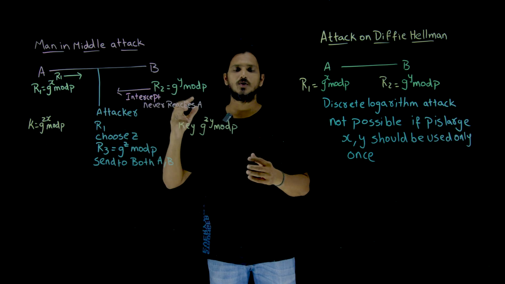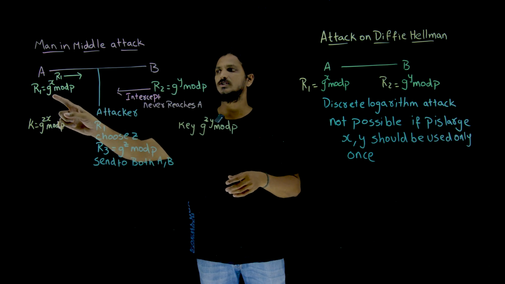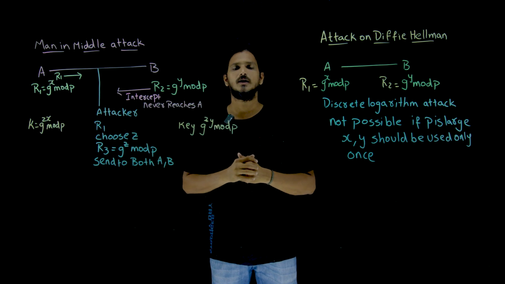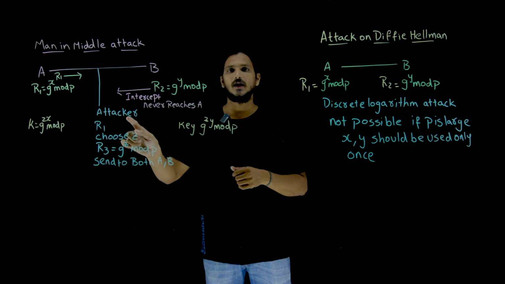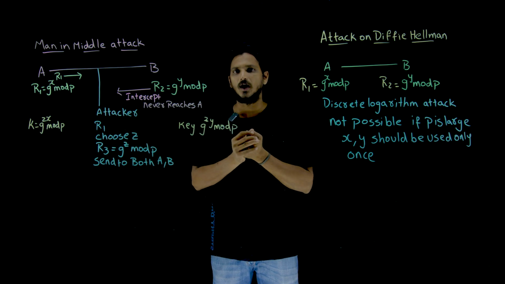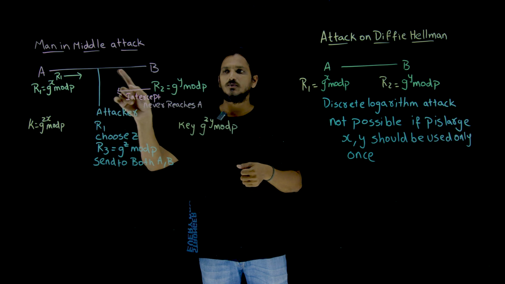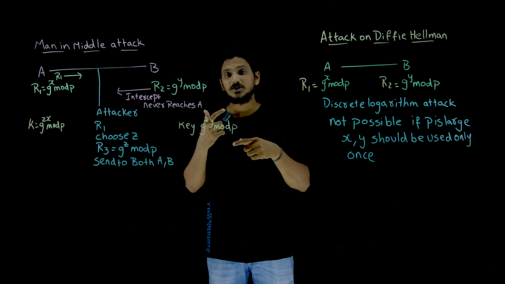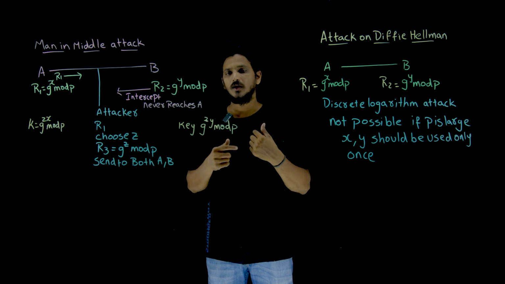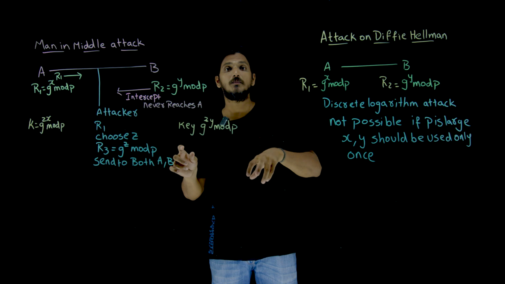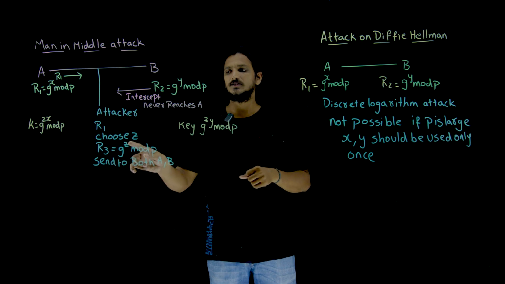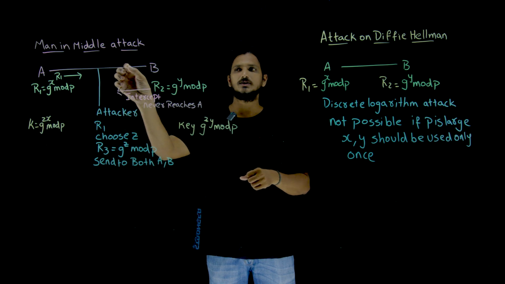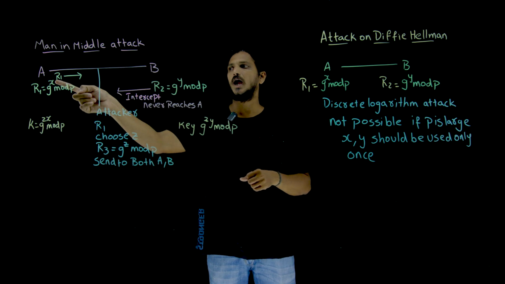Suppose A and B want to exchange the key. A generates a G power X mod P value, which we call R1. R1 is sent over the internet. This R1 is taken by the attacker in the middle. Actually, this R1 should be sent to B, but he is not sending it to B. He keeps that R1. Instead, he chooses a random number Z and generates G power Z mod P, which we call R3. This R3 value is sent to both B and A.